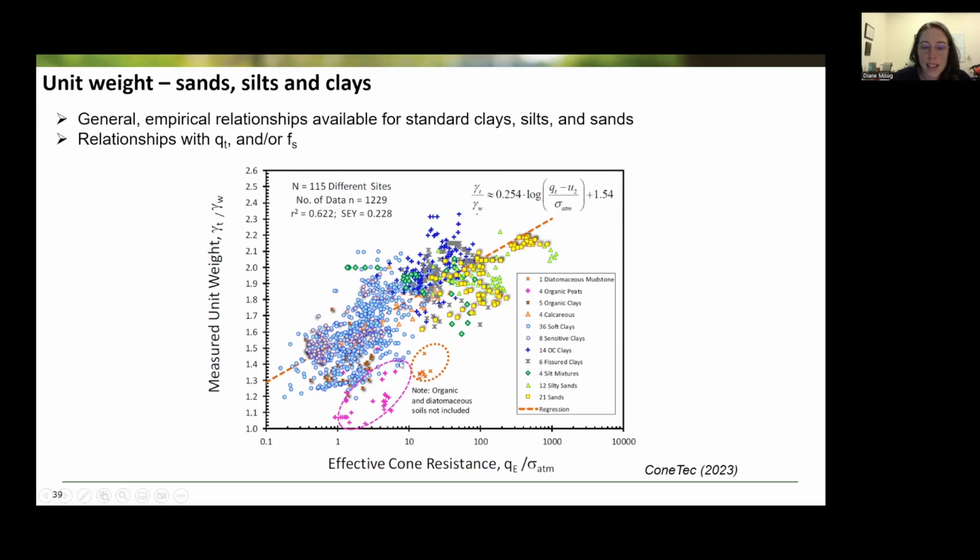What we note here is that there are some soils, as noted nicely in the reference, that are not included in this relationship. The orange dashed line is the correlation. This is the reference data set. And we see that these soils, organic peats and diatomaceous mudstone, don't fit with the correlation, and therefore, if you have those types of soils at your site, you should not be using this correlation for those soils.